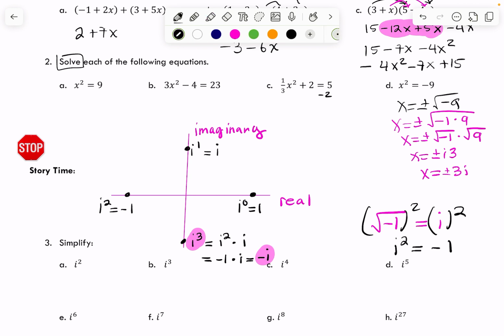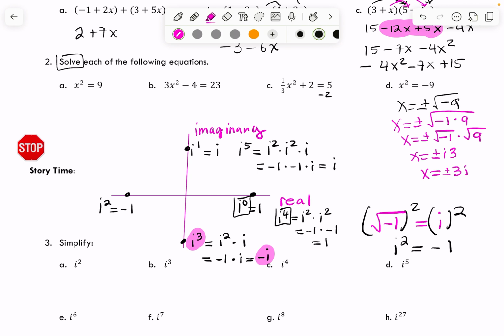So let's just do this cycle one more time. Now I get to i to the 4th. Well, i to the 4th is i squared times i squared, which is negative 1 times negative 1, which is 1. So i to the 0 and i to the 4th give me the same answer of 1 because we're making this periodic circle. i to the 5th, well, that's i to the 4th times i, which is 1 times i, which is i. So i to the 1st and i to the 5th have the same value of i. And I can just keep doing this over and over again.